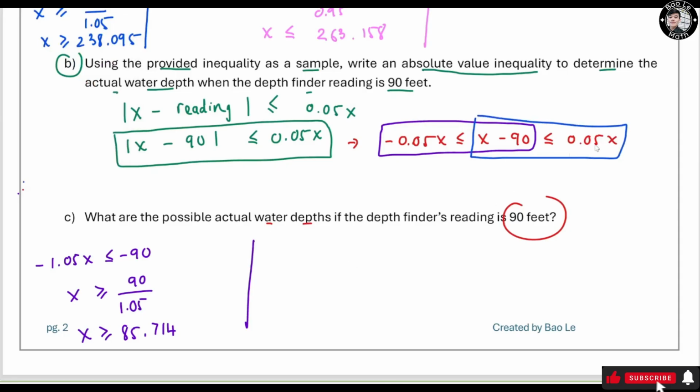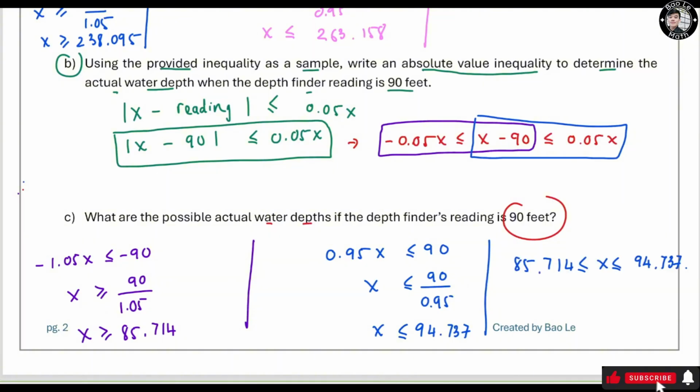Now we're going to solve the right inequality right here, right? So we're going to subtract 0.05 S from both sides and add 90 to both sides. It's going to be 0.95 S less than or equal to 90, right? Divide both sides by 0.95, so S less than or equal to 90 divided by 0.95. So S less than or equal to 94.737, right? Now your final answer should be, and it's your time to solve.